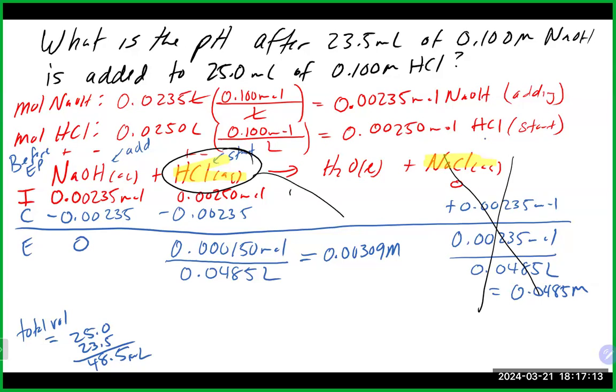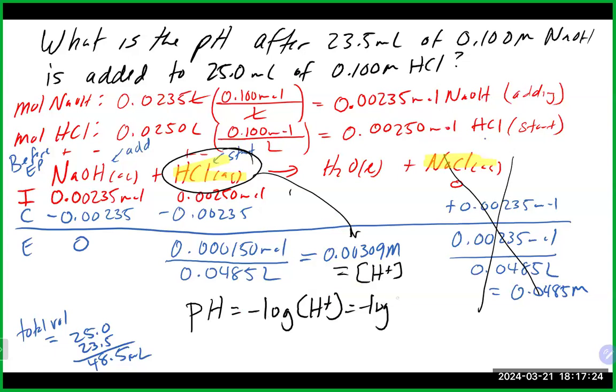So because of that, that is going to equal our H plus concentration, which means we are good to go right into our pH is equal to the negative log of the H plus, negative log 0.0309. And that's going to get us here, we'll call it a 2.51 pH at this point in the titration. 2.51. Any questions on that there?